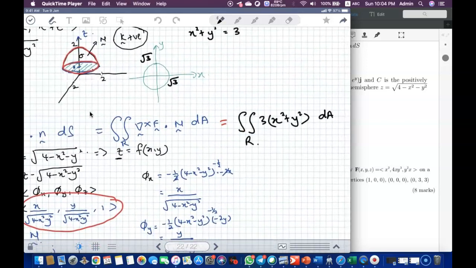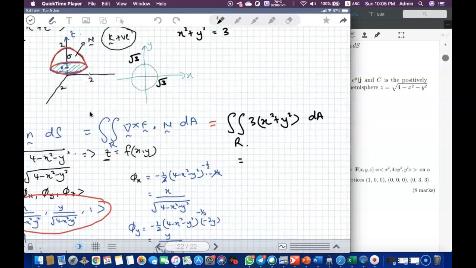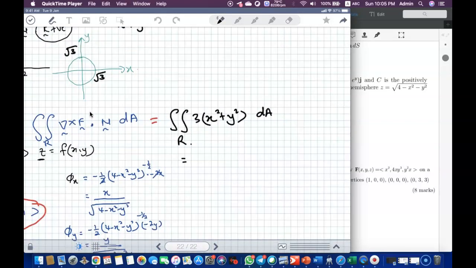Since you have a circular region, it is easier to use polar coordinates. So you have this r squared, and then r dr d theta. For theta, you have a complete circle, 0 to 2 pi, and r goes from 0 to square root 3.